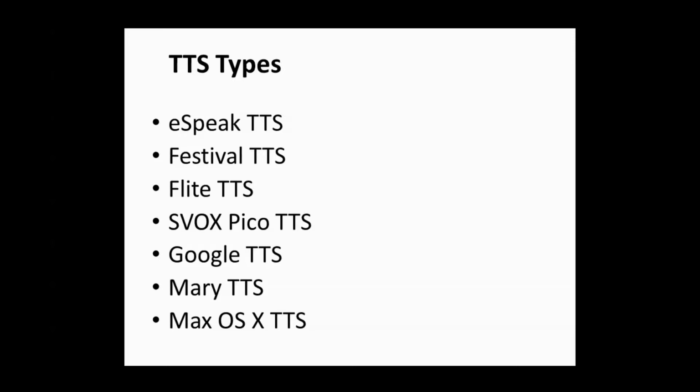The types of TTS are eSpeak TTS, Festival TTS, Flite TTS, SVOX Pico TTS, Google TTS, MaryTTS, and Mac OS X TTS. The eSpeak TTS is open source. You don't need internet, and the voice that you get sounds robotic.